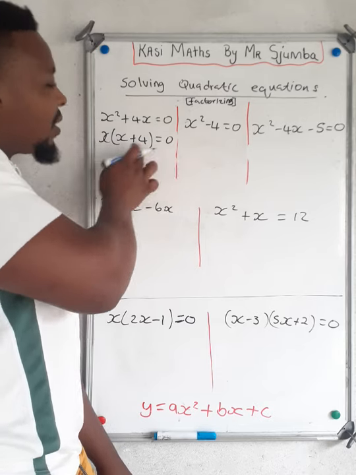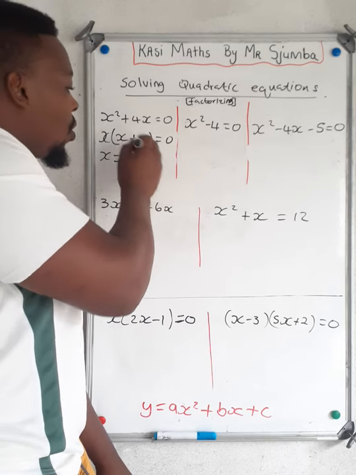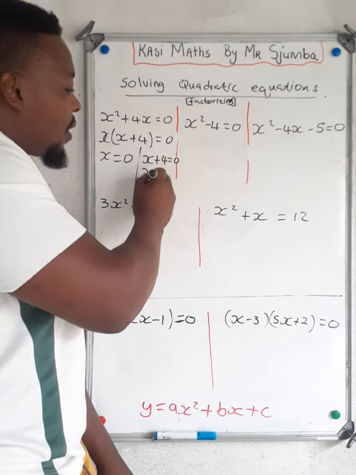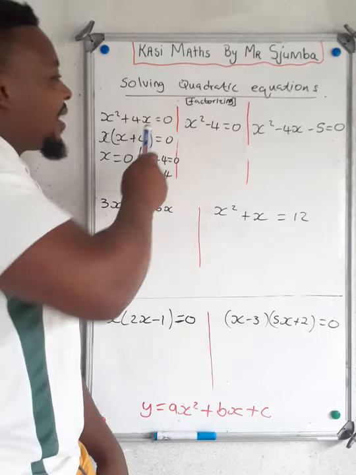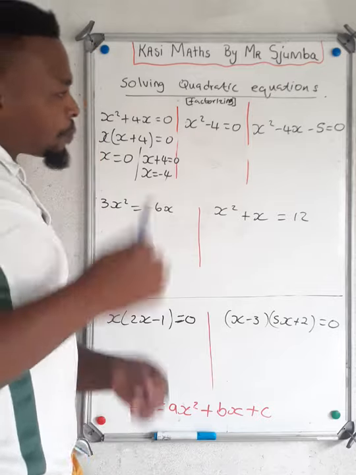We equate each factor to 0. So x equals 0 or x plus 4 equals 0. Solving, x will equal minus 4. So the constant is zero here. Keep your common factor, this is correct.